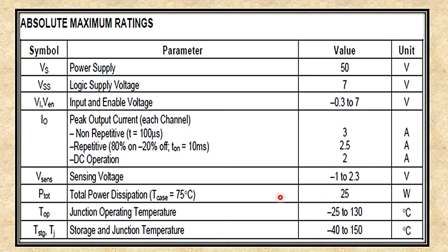Total power dissipation is 25 watts. Junction operating temperature is minus 25 to 130 degrees centigrade. Storage and junction temperature is minus 40 to 150. We need to ensure that the absolute maximum ratings are not reached while in operation.